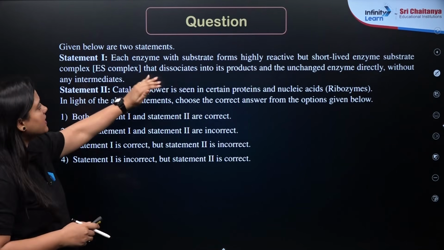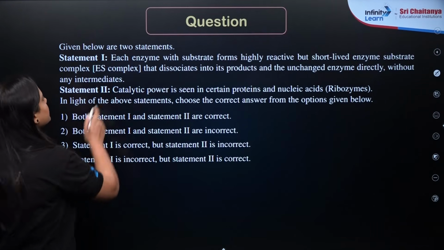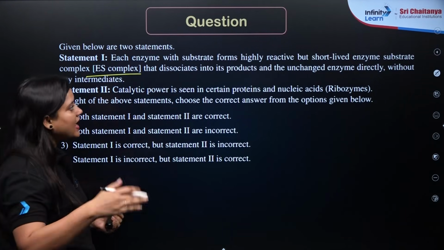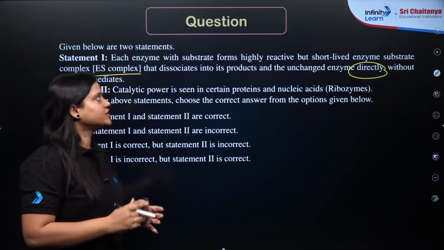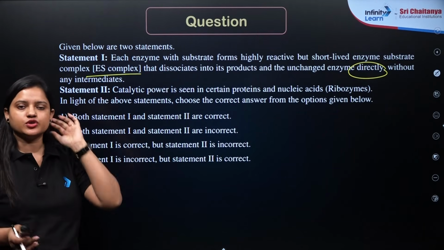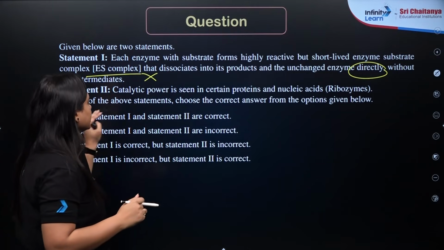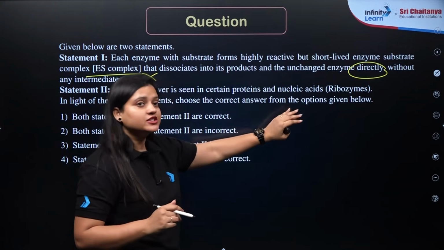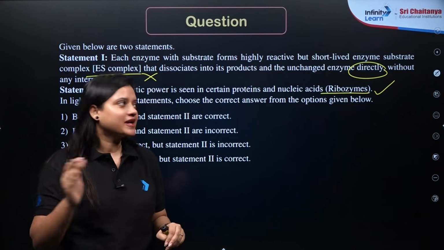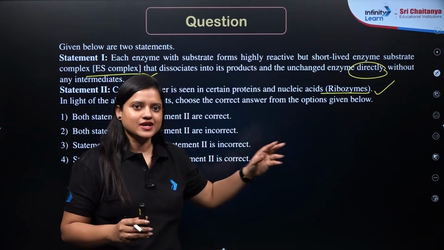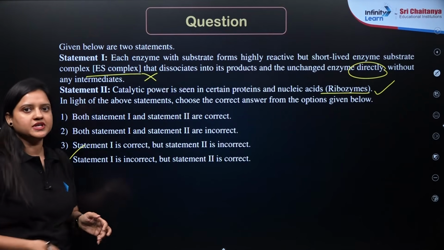Statement 1 says, each enzyme with substrate forms highly reactive but short-lived enzyme substrate complex that dissociate into product and unchanged enzyme directly. So remember, this is incorrect. Why? Because after the formation of enzyme substrate complex, there will be formation of enzyme product complex, and then you will get the enzyme and the product. So this is wrong. Now catalytic power is seen in certain proteins and nucleic acid like ribozyme, that is true. So majority of the enzymes are protein, but some can be nucleic acid like ribozyme, which are RNA, right? So statement 1 is incorrect, but 2 is correct. Answer should be 4.